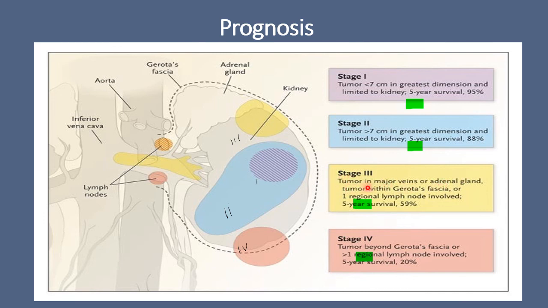Stage 3, when the tumor is in major veins or adrenal gland within the Gerota's fascia, or regional lymph nodes are involved, the 5-year survival rate is 59%. And in stage 4, the tumor extends beyond the Gerota's fascia and the regional lymph nodes are involved, the 5-year survival rate is only around 20%. So in stage 4, it's around 20%. Stage 1 is 95%.